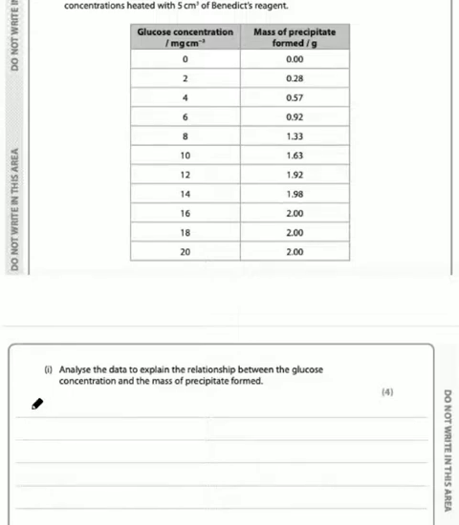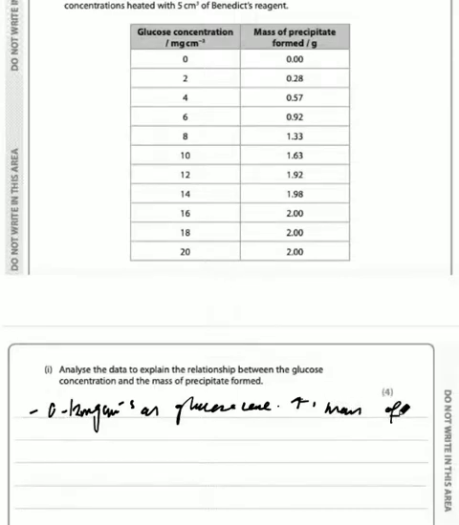So let's start answering. So we said that as you increase the glucose concentration, the mass of precipitate increases, and this is true from 0 to 12 milligrams per centimeter cubed. So we say concentration increases, mass of precipitate also increases.